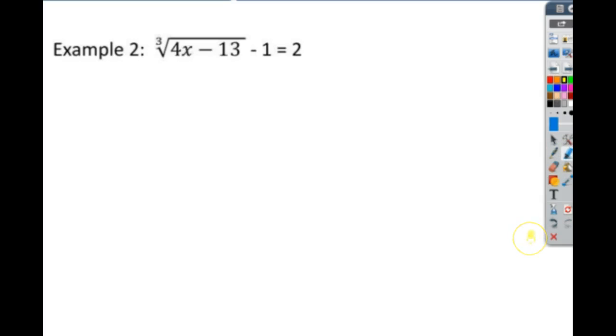We still have the same first word in our first step. What's the first word of our first step? Isolate. That means this part right here needs to be by itself. So what am I going to do with the 1?